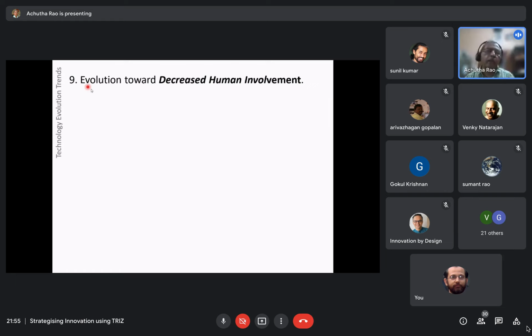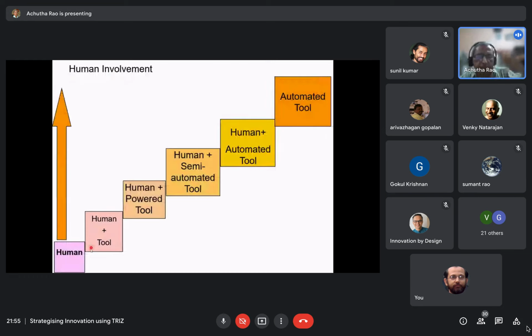One of the important trends is decreased human involvement. That means man becomes lazier and lazier, or he does better work, and his involvement gets reduced. Man was doing everything himself, right? Using his muscle power. Then he developed man plus tools. When power was generated, he developed powered tools. When he could control the power, he made semi-automatic tools. Then man made automated tools. He still uses automated tools.